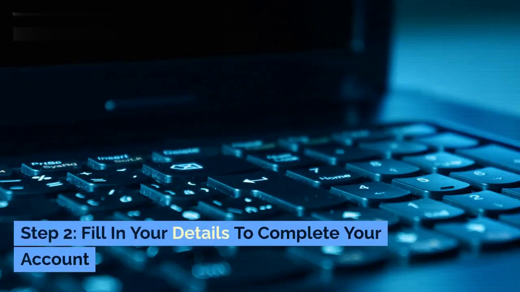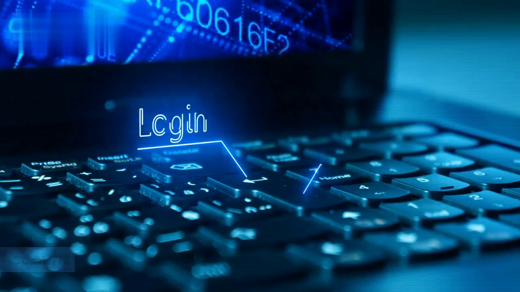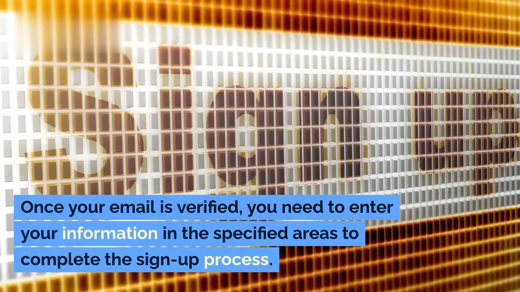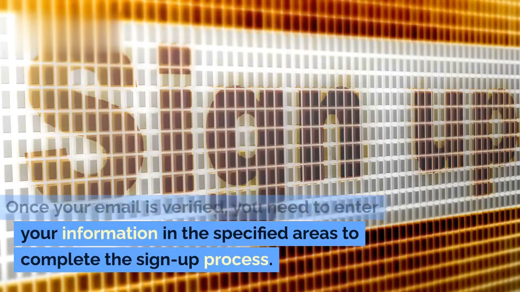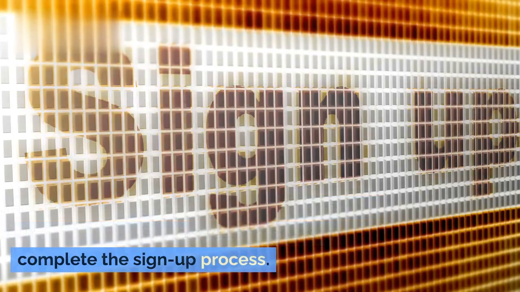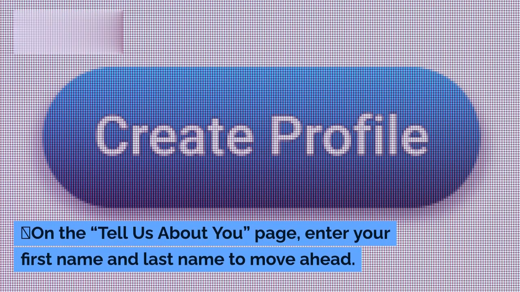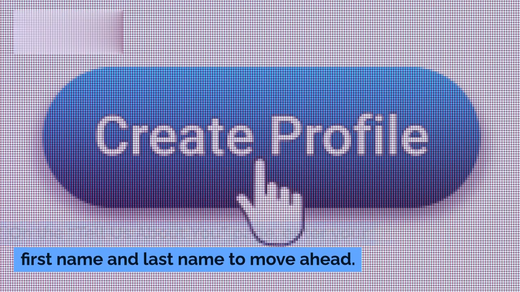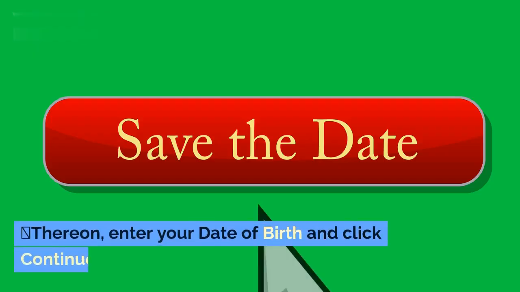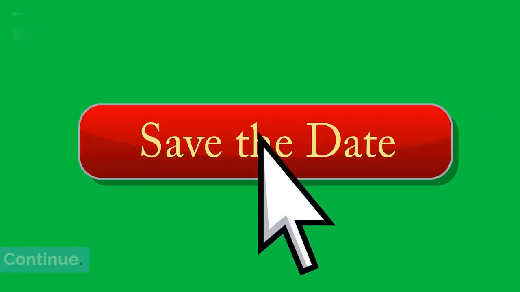Step 2. Fill in your details to complete your account. Once your email is verified, you need to enter your information in the specified areas to complete the sign-up process. Below is how. On the Tell Us About You page, enter your first name and last name to move ahead. Thereon, enter your date of birth and click Continue.